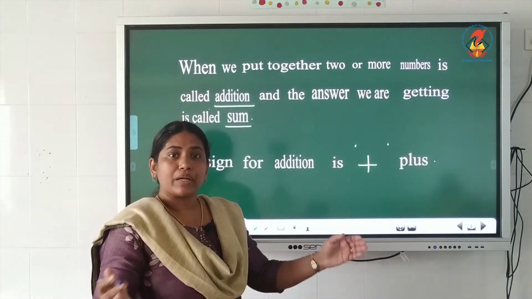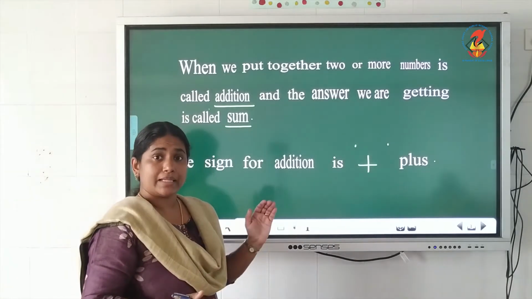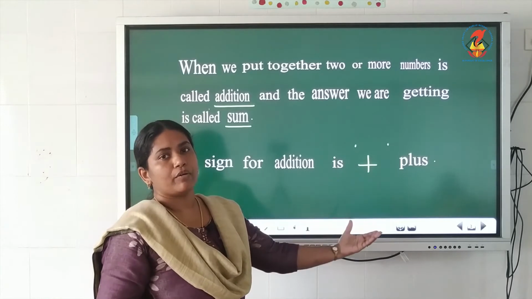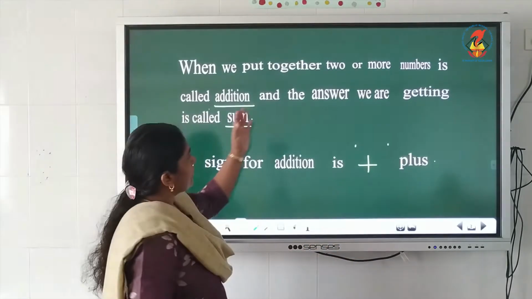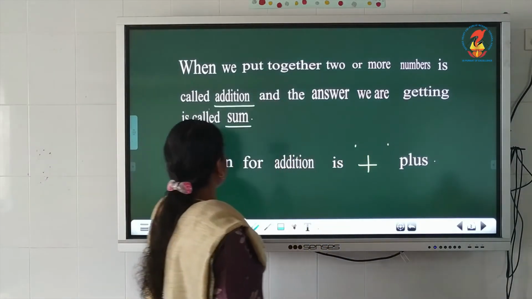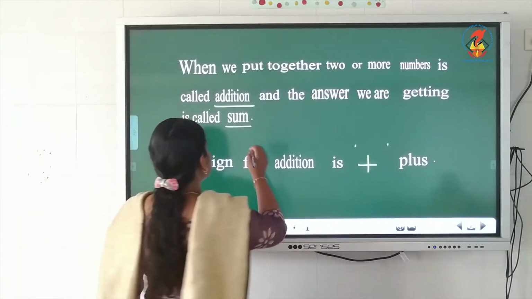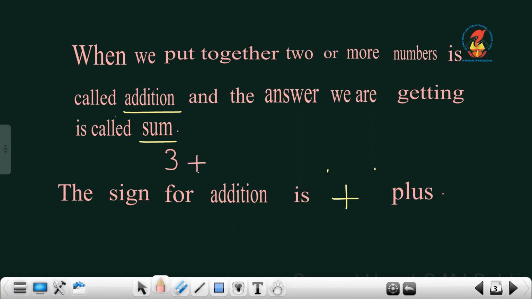Actually we are putting them together. 3 kites and 2 kites. We put them together to make a group of 5. And the answer we are getting is called sum. When we put together 3 and 2, we get the answer 5. This answer in addition is called sum.